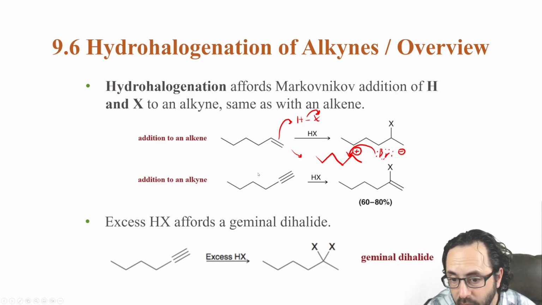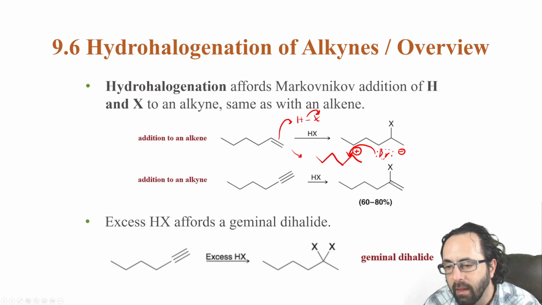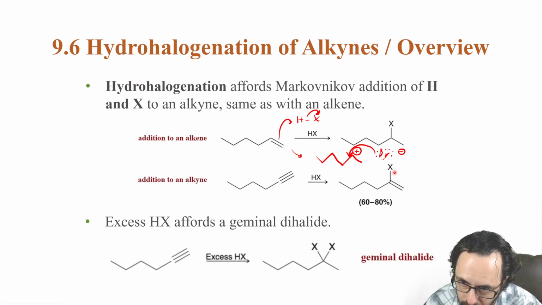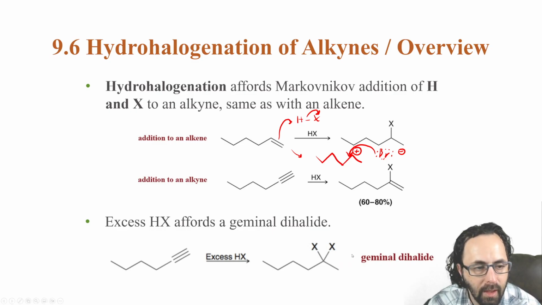We can do an addition to an alkyne. If we do a single addition, again, the X here, the halide, will be in the more substituted position, and we could get a double bond. We'd get about 60 to 80% of this product. However, if we use an excess of the HX, we will add twice. We'll do this addition, and then we'll do another addition. In the second addition, we'll add a second halogen atom on the same carbon to produce a so-called geminal dihalide. The word geminal means on the same carbon, attached to the same carbon.